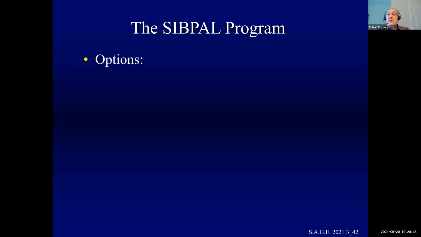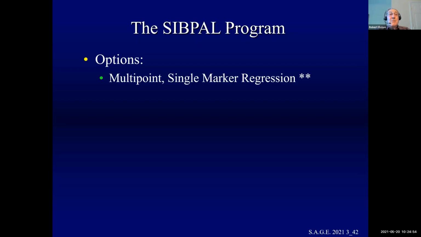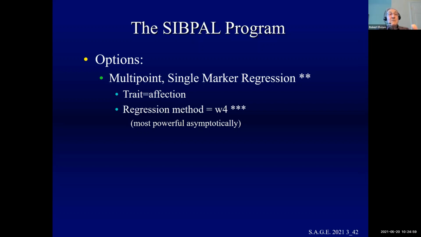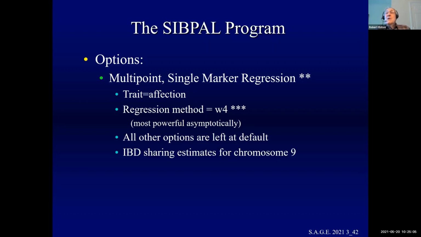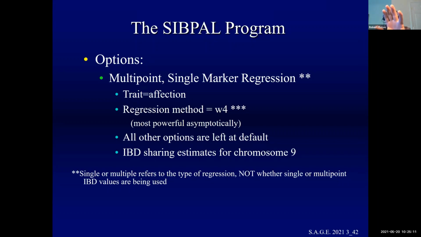Do I continue here? Yeah, you have various options. You can do multi-point or single marker. One option is multi-point and single marker regression. Now, you've got to be very careful here. Before we go on, let me stop Yunju for a minute. When it's multi-point versus single point, that means you're using either one marker or multiple markers to estimate proportion at any particular point.